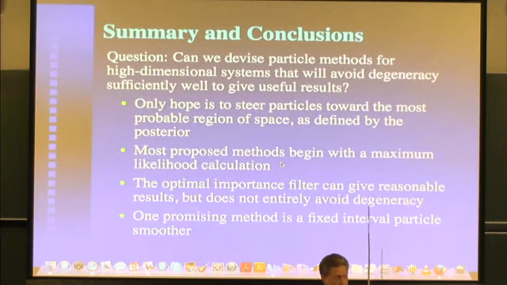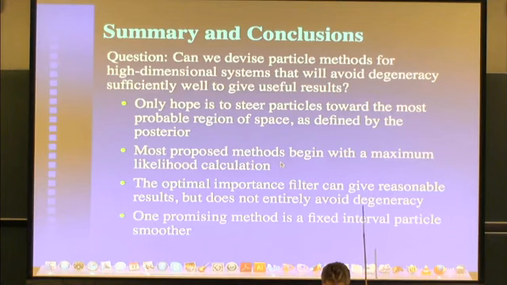Wow, so I went over even more than other people did. So the question is, can we devise methods that will give us useful results and avoid the degeneracy that we seek to avoid? Obviously, as we all know, the only hope is to steer particles toward the most probable region of space. And so most of the proposed methods begin with a maximum likelihood calculation, and then they part company, because everybody decides to introduce the random character in a different way.